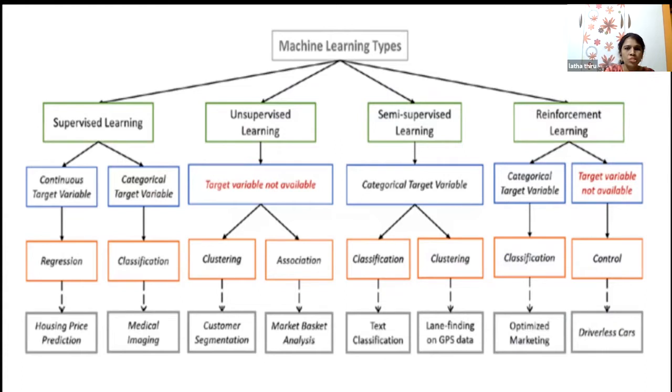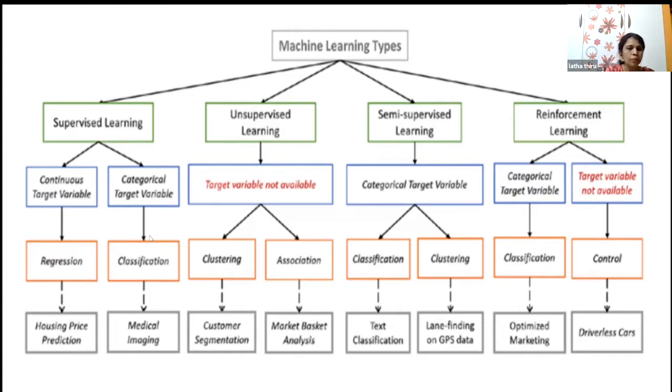When we say machine learning types, it is basically divided into four: supervised, unsupervised, semi-supervised, and reinforcement learning. Most of the time we will be focusing on supervised and unsupervised learning only. When we say supervised learning, the target variable is either continuous or categorical. Target variable means nothing but output, okay?